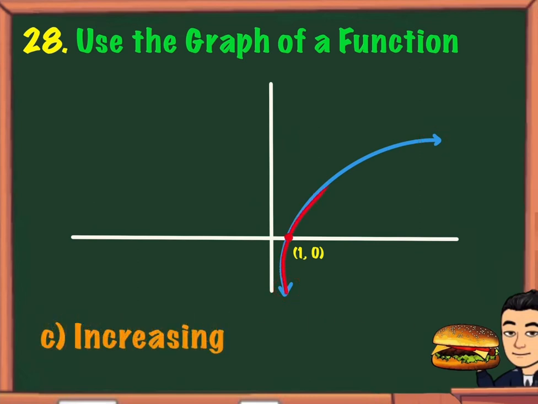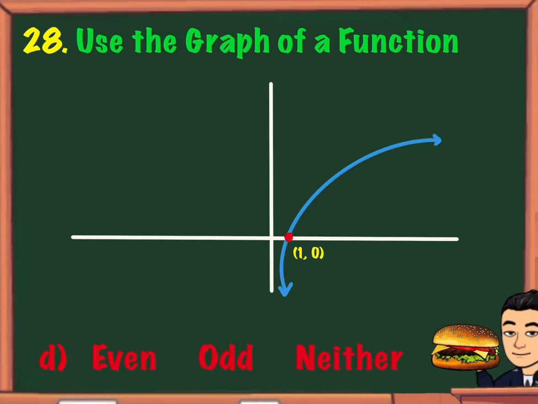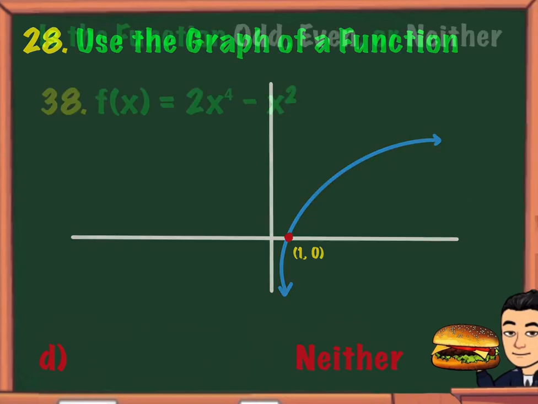The graph is increasing the whole time, so you're going to put parentheses, 0, infinity, parentheses. So this graph has no symmetry, so it's going to be neither.